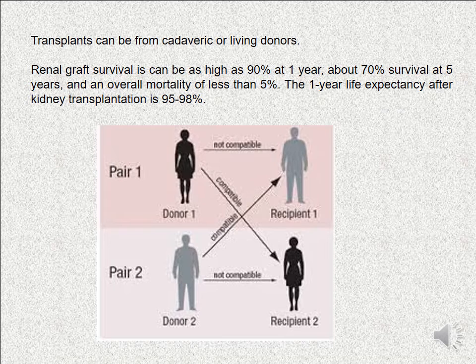Transplants can be from a cadaveric or living donor. Renal graft survival can be as high as 90% at 1 year and about 70% at 5 years, with an overall mortality of less than 5%. The first-year life expectancy after kidney transplantation is 95 to 98%.